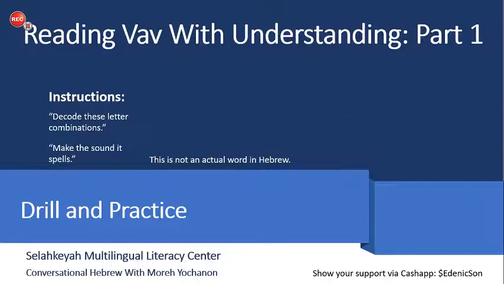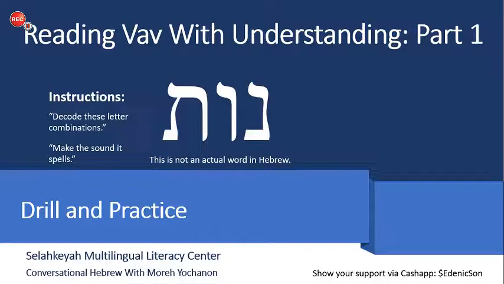Moving right along to the next example, we have noon makes the n sound, we have vav makes the o sound, and we have tav makes the t sound. N-ot, note.